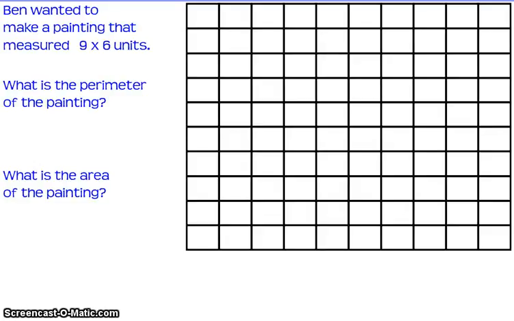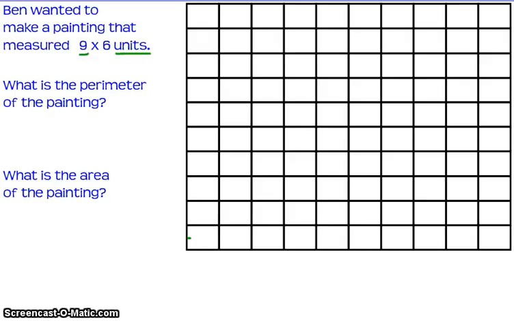Ben wants to make a painting that measured 9 by 6 units. Notice it's not recorded in feet, inches, centimeters, millimeters, or even meters. It's just marked in units, which means they haven't really named it. Units is a generic unit of measurement. Okay? So we've got 9 by 6.